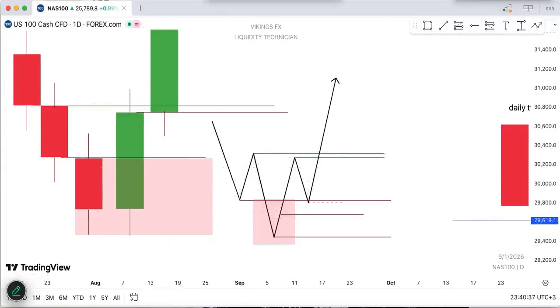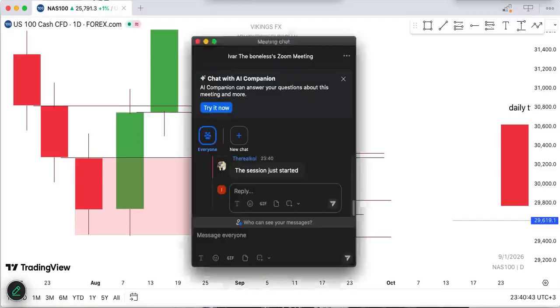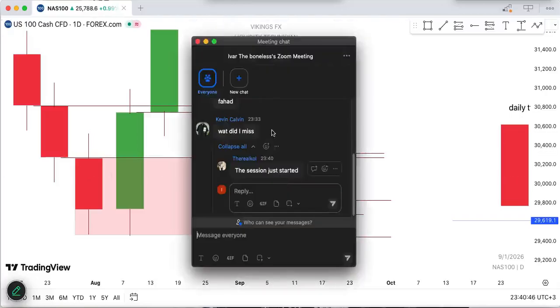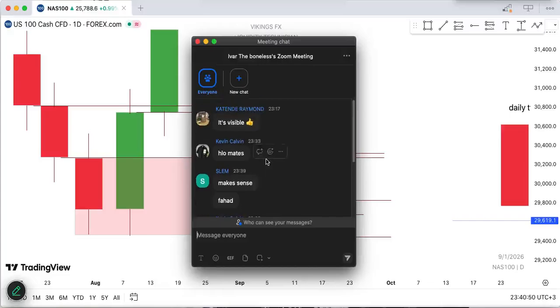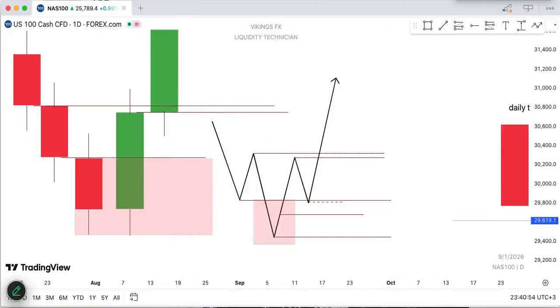I'm seeing messages popping, so let me read like 2 or 3 maybe. The session just started. These are old conversations. Alright, so let us go back now. Let us go back to this.